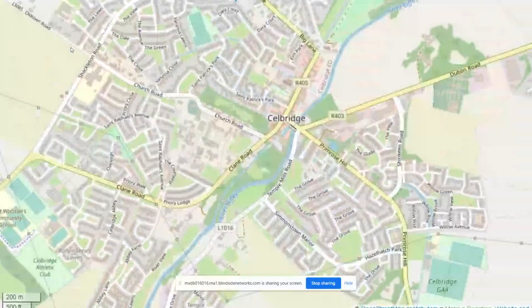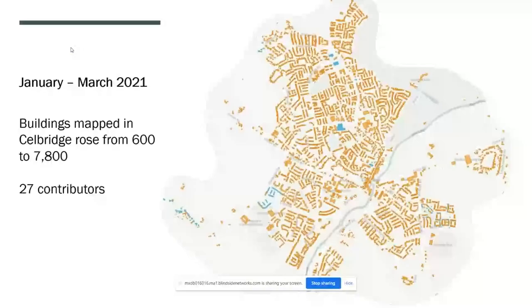So since February, here's our map of Celbridge at the moment. And I'll just go through what we have done since we started. Between January and March, we have mapped 7,800 buildings. And that's a rise from 600 across 27 contributors. So lots of people jumped in from the community to help us with that sprint and that burst. We got a lot done and it was a really exciting time and people could start seeing the map coming alive.